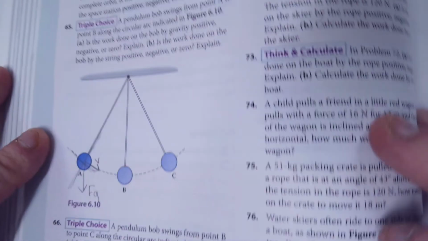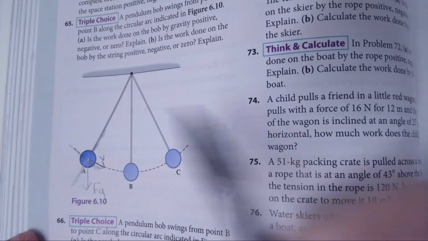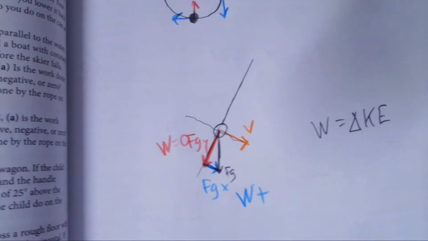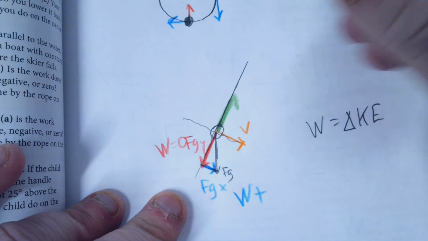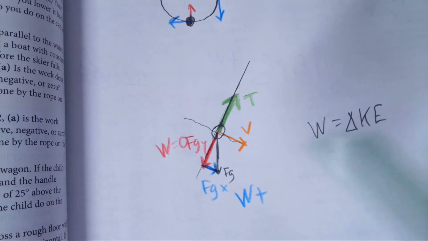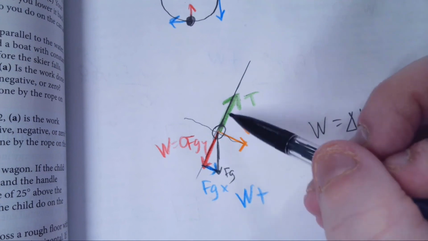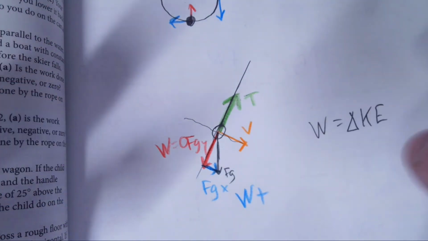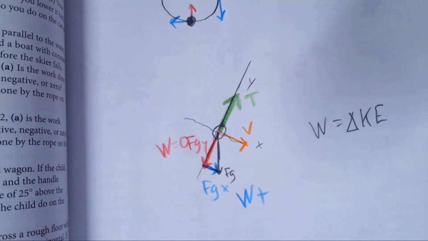And now we'll be looking at the string. Is the work done on the bob by the string positive, negative, or zero? So now we're looking at the work being done by the string. And here we look back at the string and ask, okay, what's the force from the string? We would call that tension. In this case, it is perpendicular, so it's not doing any work at all here. So the tension is doing no work. The force of gravity in the y direction, air quotes, is doing the work. So the string is doing no work because it's perpendicular. Okay, that answers that one.